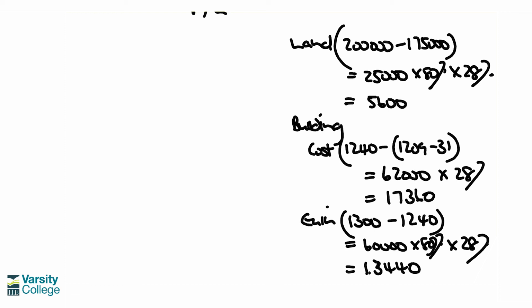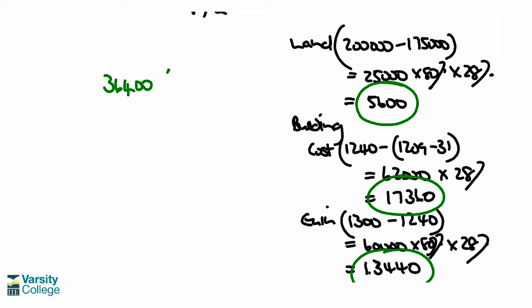But remember, we don't want the DT, we actually want the temporary difference. So what we're going to do is add up the three figures. So it's 56 plus 17,360 plus 13,440, and that comes to a total of 36,400. And then all we're going to do is divide this figure, 36,400, by 28%, and that will give us the original temporary difference. If you take 36,400 and divide it, it comes to 130,000. So 130,000 is our temporary difference that has gone to OCI.